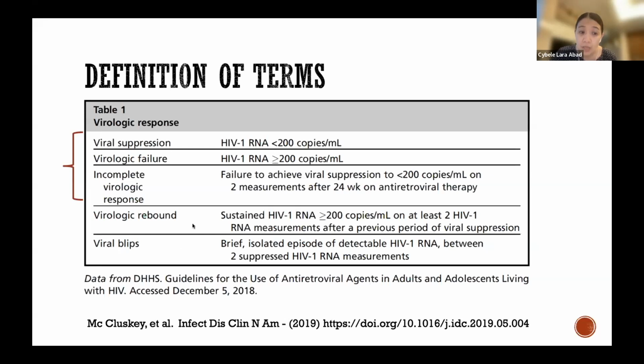And then you can also have virologic rebound, meaning you already have suppressed viral load at one point, but then there is rebound. So there is elevation of the RNA or the HIV number to above 200 on at least 2 occasions, no, after a period of suppression. And then we talked about viral blip earlier with our first case.